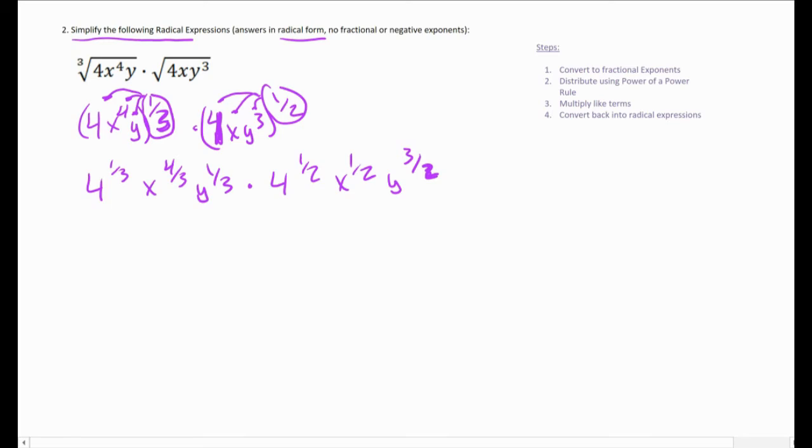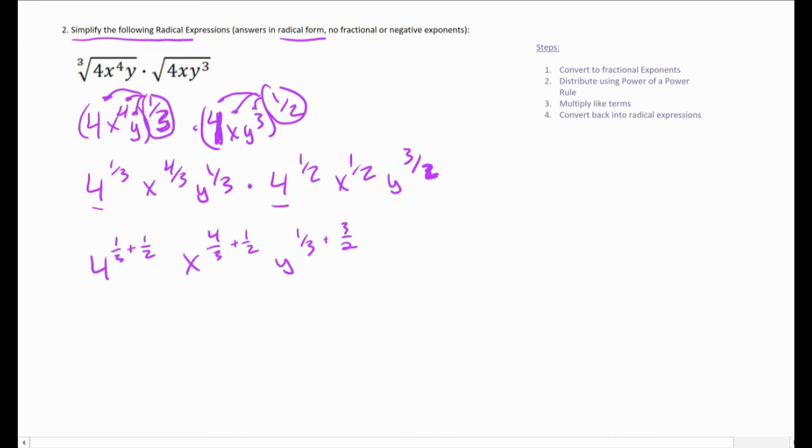So why does this help me? Well, now I have a couple different terms that have the same base. So when I'm multiplying those, I can really just add these fractions together. So I have 4 to the power of 1/3 plus 1/2, x to the power of 4/3 plus 1/2, and y to the power of 1/3 plus 3/2.